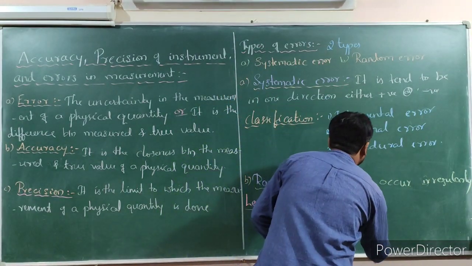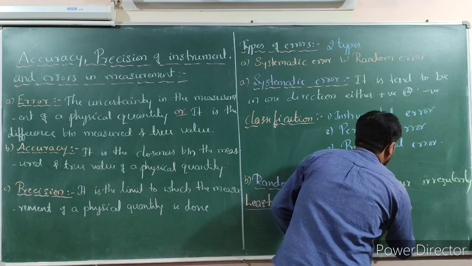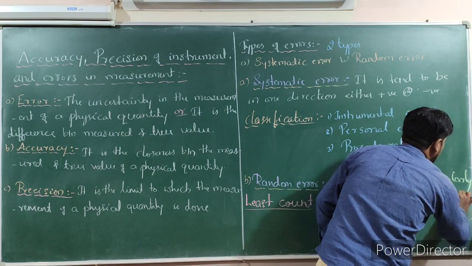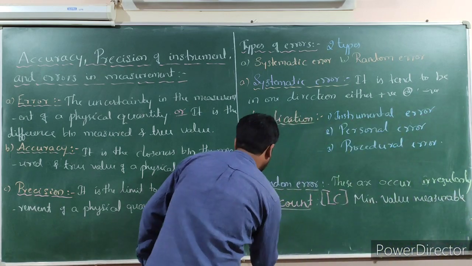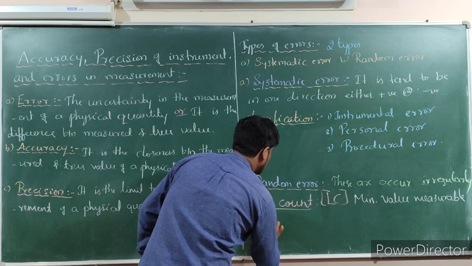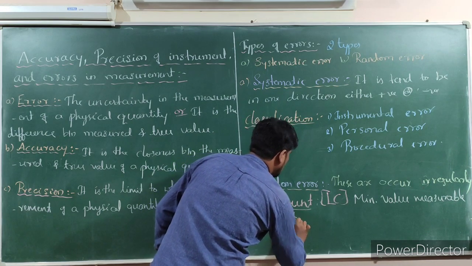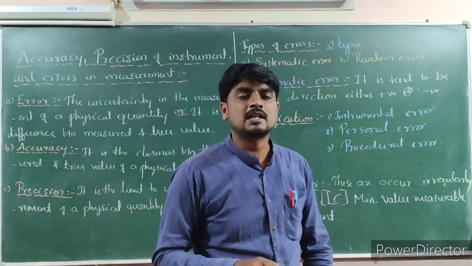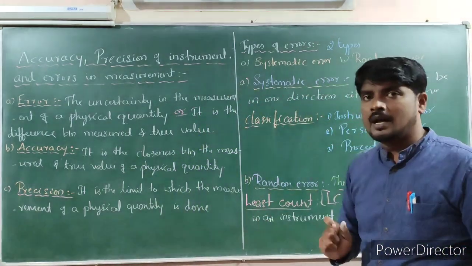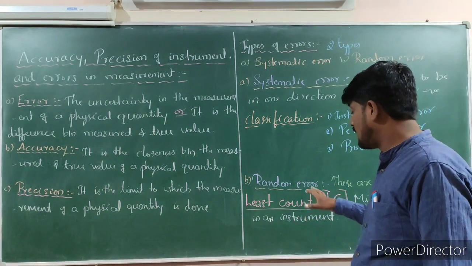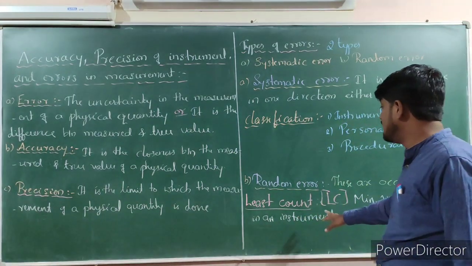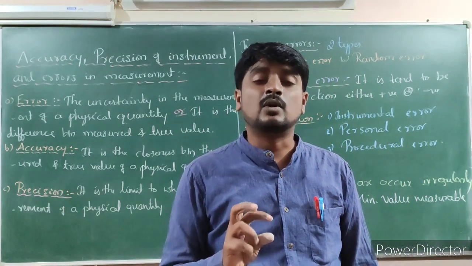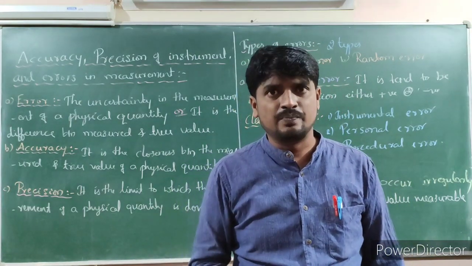Minimum value measurable in an instrument. It is the minimum value that can be measured using any apparatus, electronic device, or any device. It is called LC. Even with this LC, there are some error factors, which are called least count error.